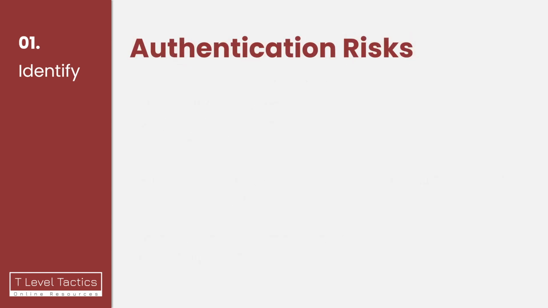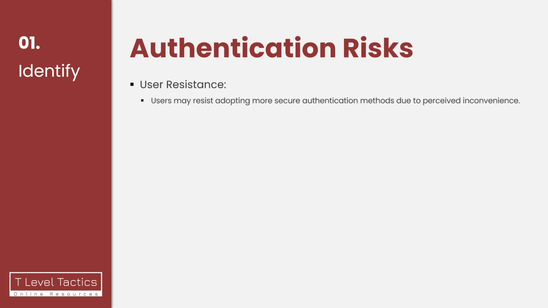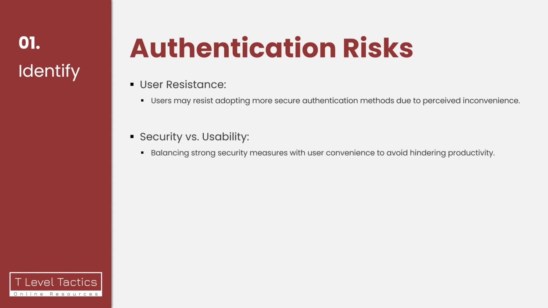There are some risks to authentication, such as user resistance, which may mean that users are resisting adopting more secure authentication methods due to perceived inconvenience, like switching to multi-factor authentication and using authentication apps on their phones, for instance. There's also a balance of security versus usability, and balancing strong security measures with user convenience to avoid hindering any productivity. It can take time to work authentication apps and do multi-factor authentication multiple times a day.